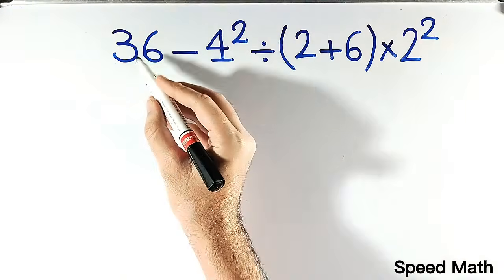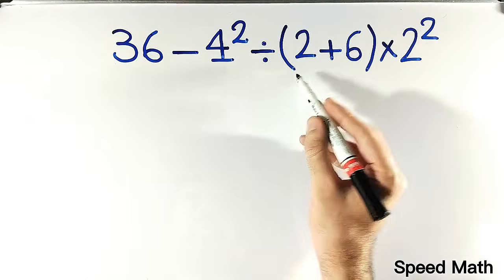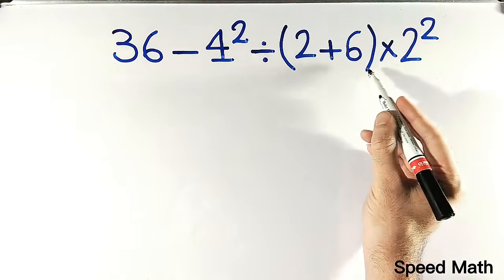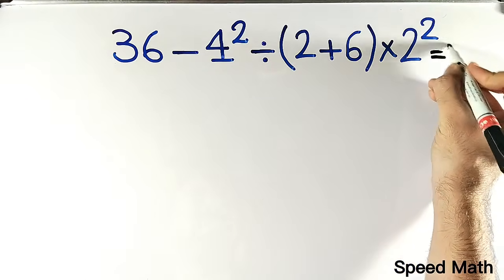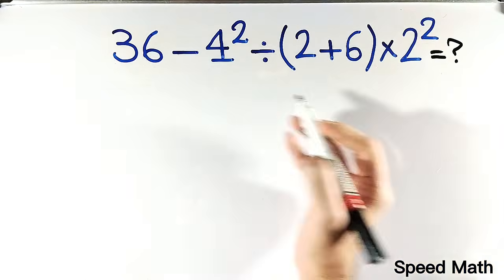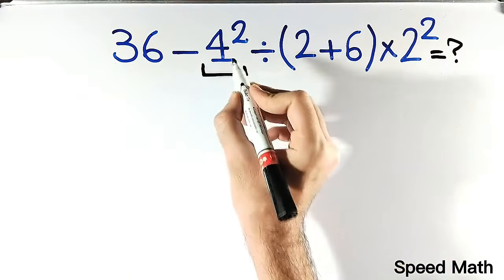If we have the expression 36 minus 4 squared divided by (2 plus 6) and multiplied by 2 squared, then what is the correct answer of this question? Many people, when solving this question, go straight to the exponent, which is 4 squared.